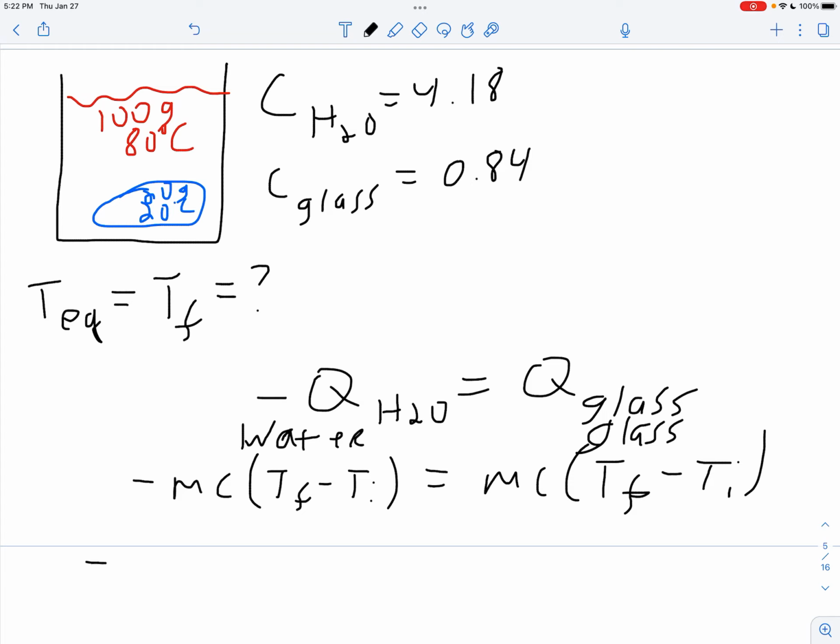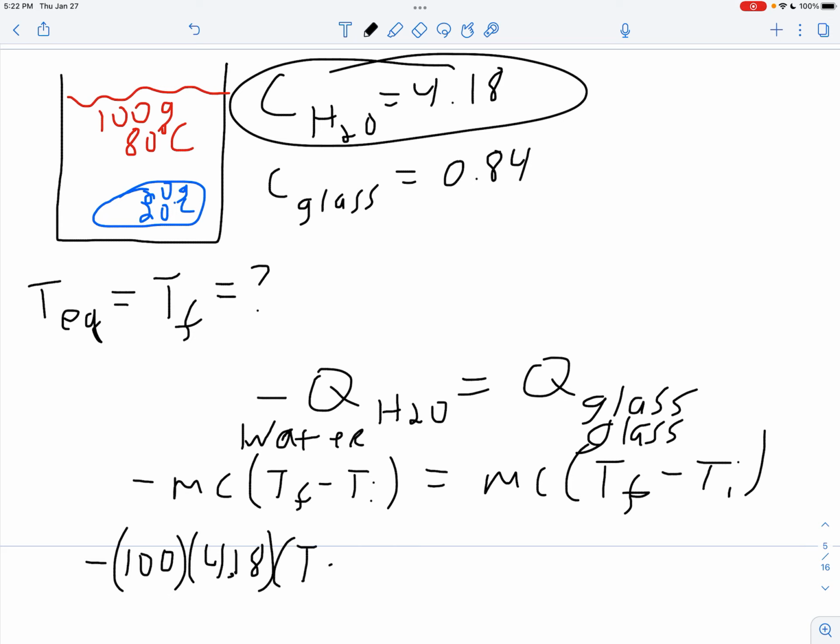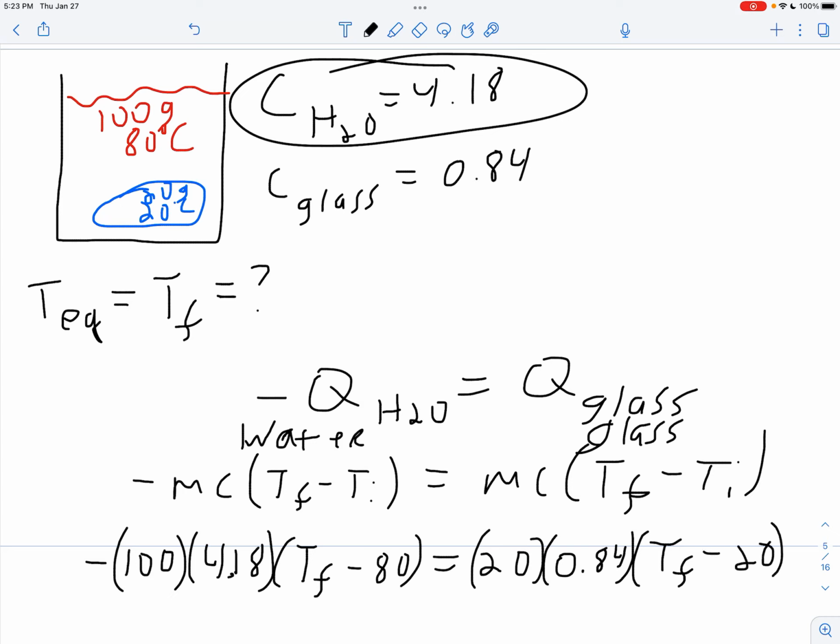So for my water side, the mass of the water, the C of the water is always going to be given to you in a chart. I gave it to you at the top there. It is 4.18. The final temperature, we don't know, but we know the water starts off at 80 degrees. The glass side, the glass has a mass of 20. The specific heat, C, is always going to be given to you in a chart. It is 0.84 for this one. And then we don't know the final temperature, but we know it starts at 20 degrees. So we're going to solve for TF here.